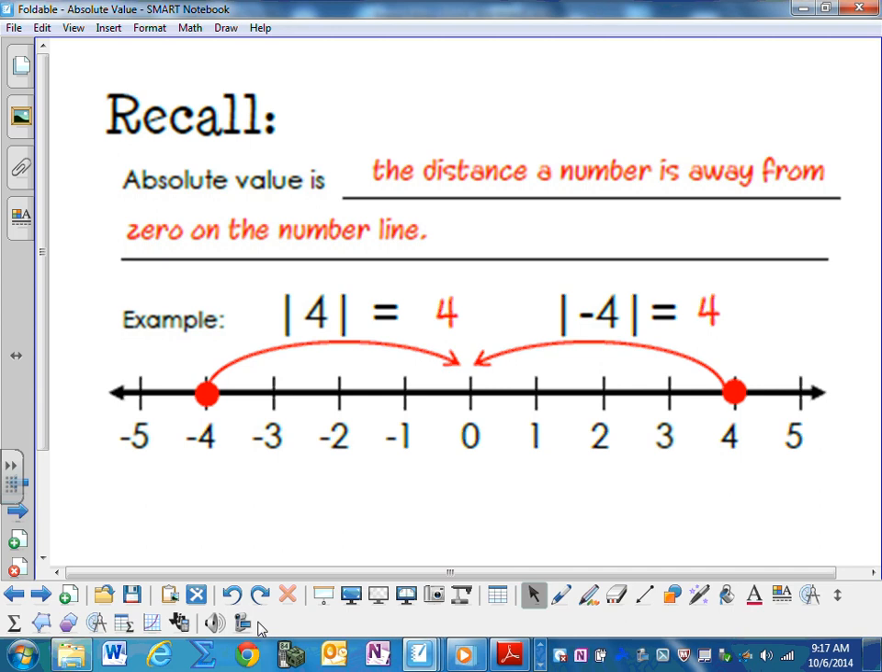So you recall, an absolute value is the distance a number is away from zero on a number line. So the absolute value of positive 4 is 4, because it's 4 units from 0. And the absolute value of negative 4 is 4, because it is 4 units from 0.